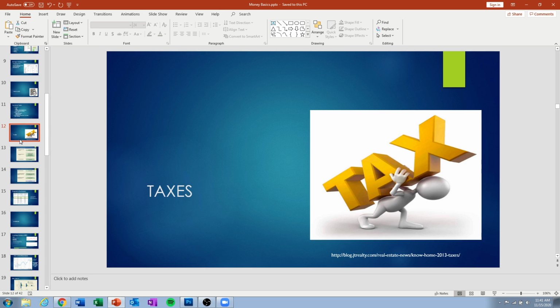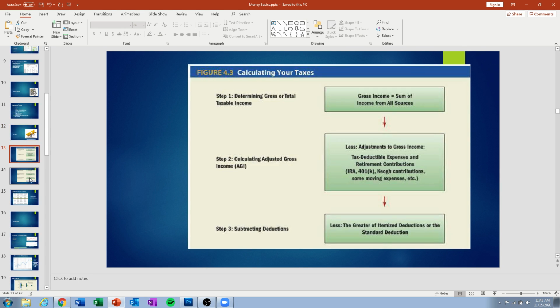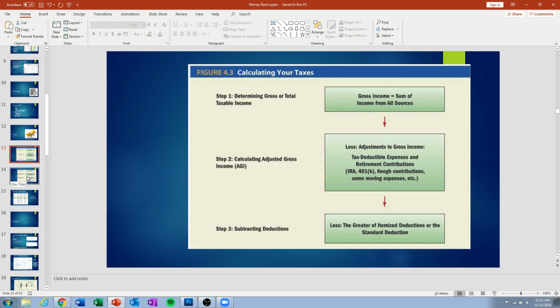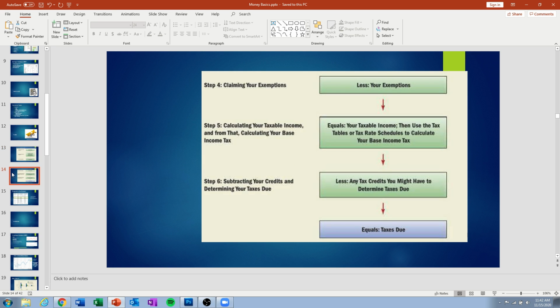All right, taxes. Touch on this real quick. I don't really want to go through calculating your taxes because, I mean, here are these slides if you want to look. But usually you can just use a tax calculator online.